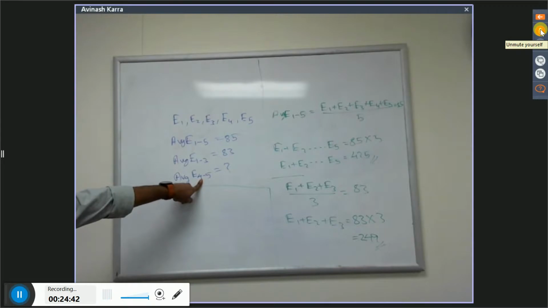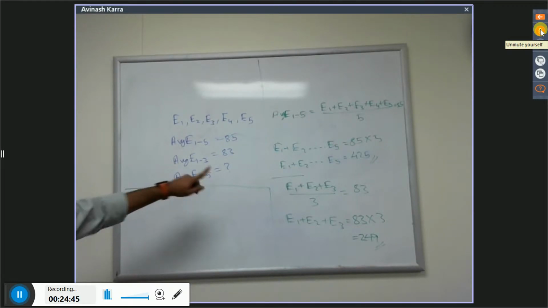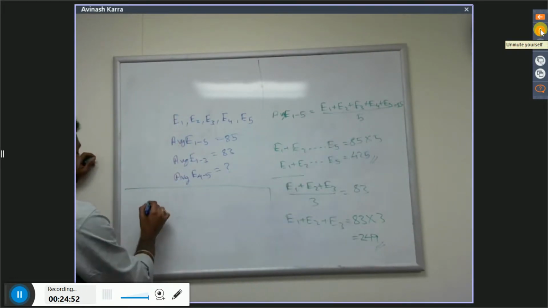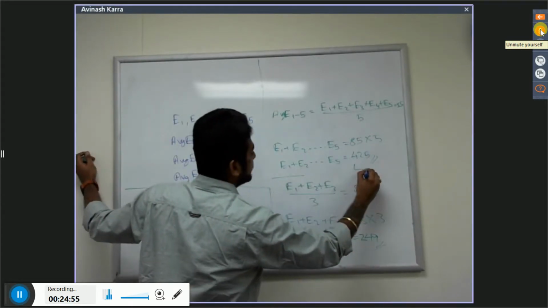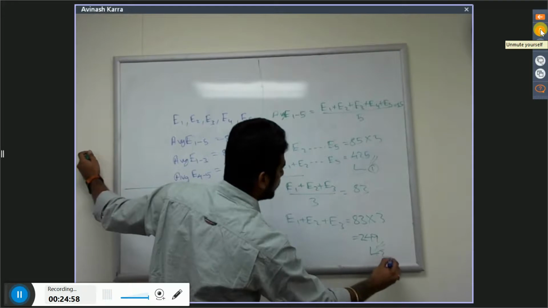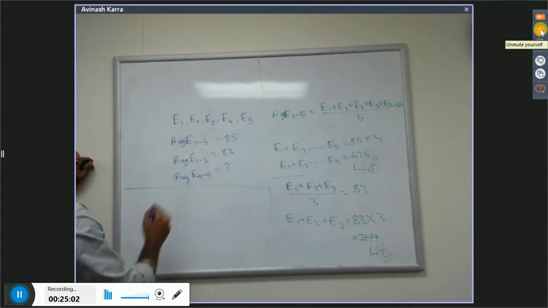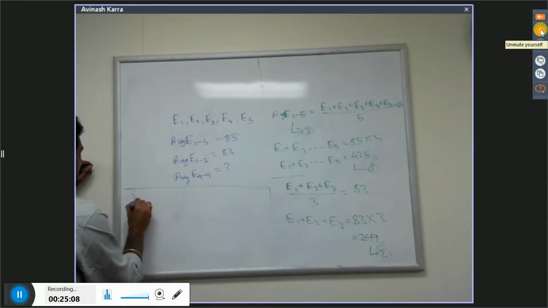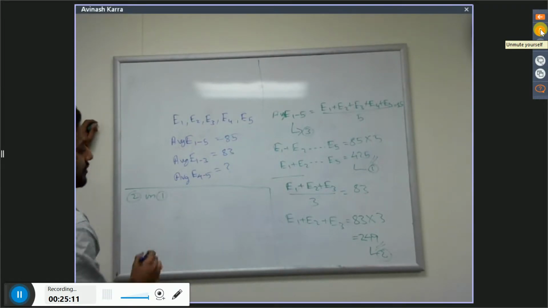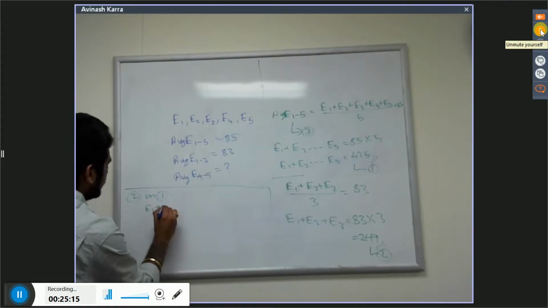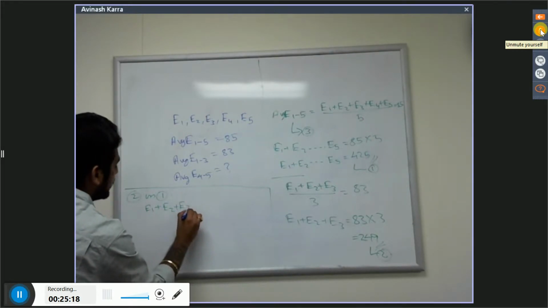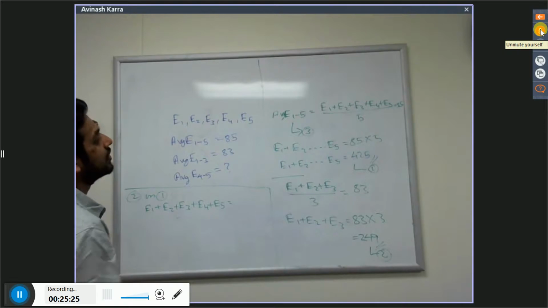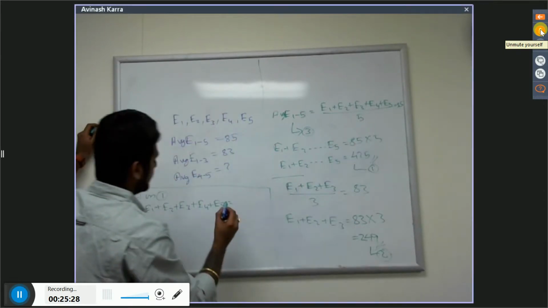Next, what he asked, E4 to 5, average of E4 to 5, right? Now substitute this value in this, okay? Let us take this as 1, 2, substitute 2 in 1, and this one as 3. 2 in 1. So E1 plus E2 plus E3 plus E4 plus E5 is equal to 425, right?